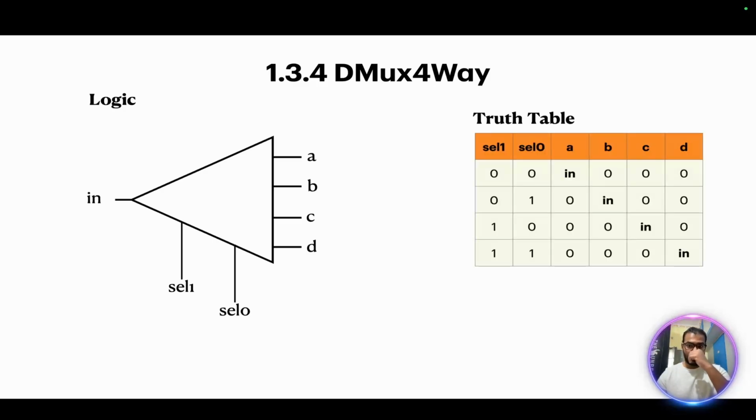The truth table is as follows. When selector 1 and selector 0 are both 0, you pass the input to pin A, and the rest of the pins receive no signal, or it is simply 0. And when selector 1 is 0 and selector 0 is 1, the input is redirected to B and the rest of the pins receive 0, and so on. Let's look at the implementation now.